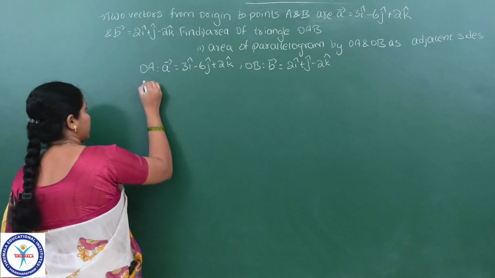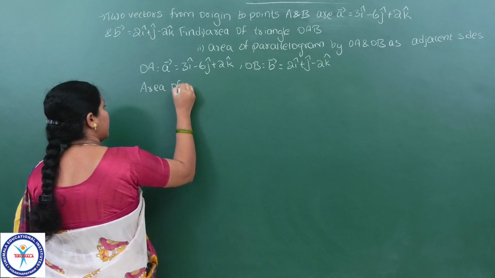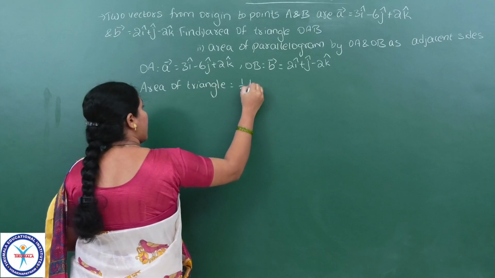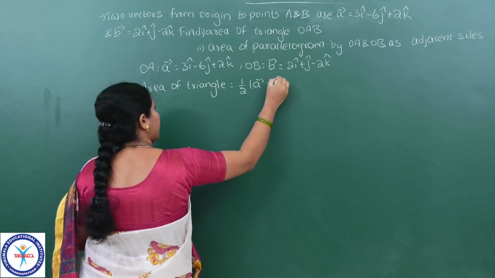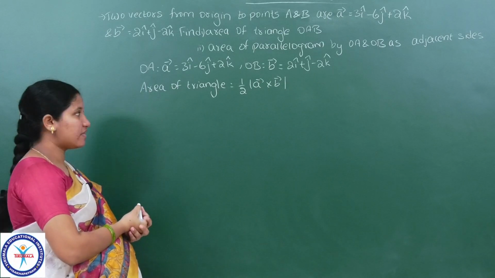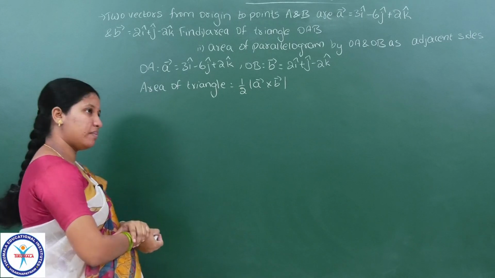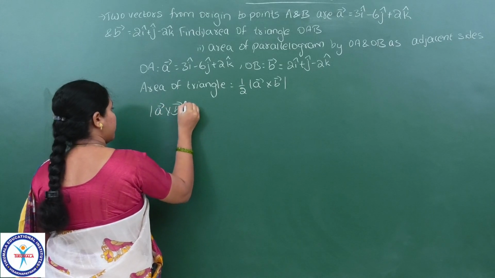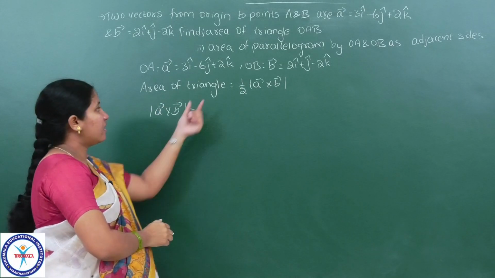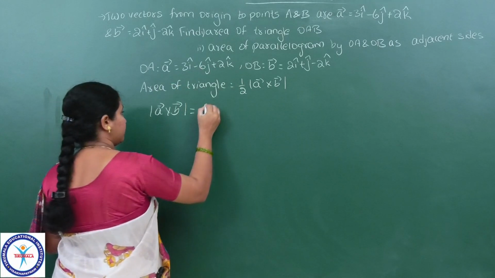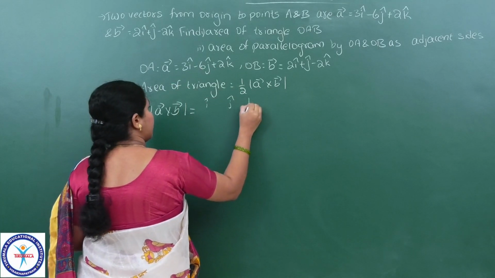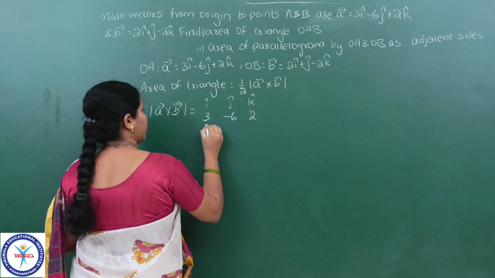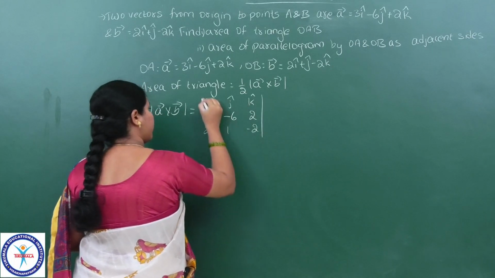So yesterday we have discussed area of triangle is equal to half into modulus of a bar cross b bar. So first we need to find a bar cross b bar magnitude. So modulus of a bar cross b bar is equal to, write the given vectors in matrix form, i cap, j cap, k cap, 3, minus 6, 2, 2, 1, minus 2.